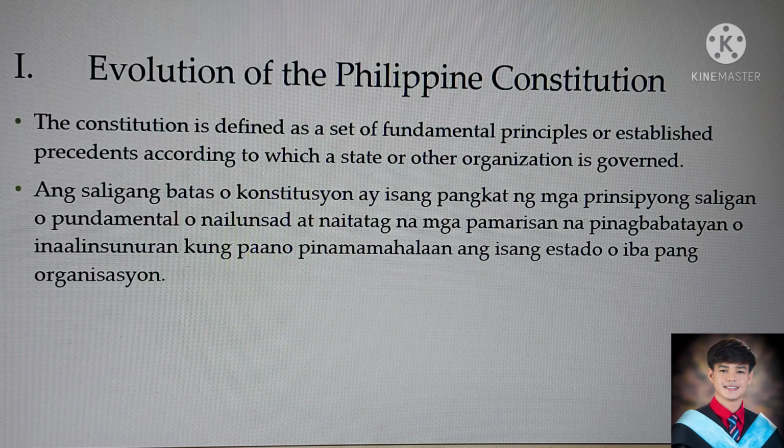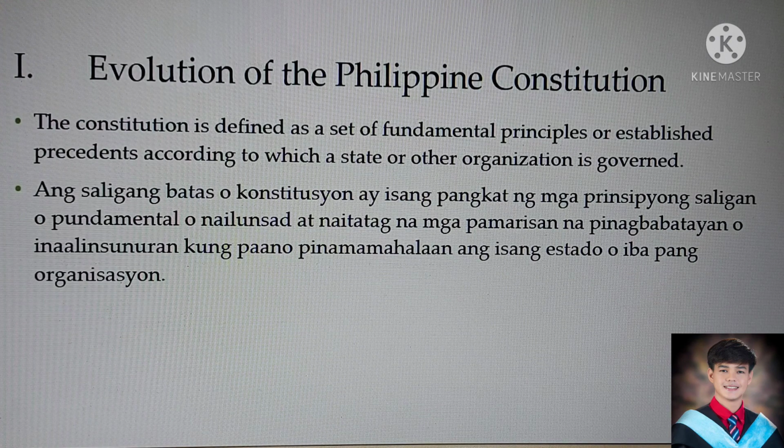So, maaaring ito ay batas sa karapatang pantao, batas sa teritoryo, panglupa ng isang bansa, o maaaring sa pamumuhay. So, aspeto ng pamumuhay ng isang mamamayang Pilipino o sa isang bansa. So, sa ating case, in our situation, karapatan natin, pamumuhay natin bilang mga Pilipino.